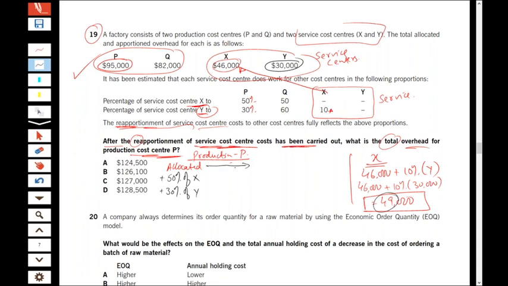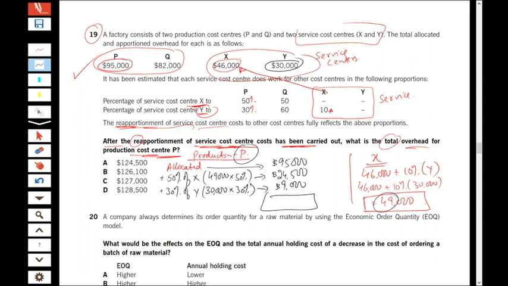Okay, remember its own calculated amount. The own calculated amount of production cost center P is 95,000 plus 50% of X, that is 49,000 multiplied by 50%, that is 24,500. And then Y, 30,000, 30%, that is 9,000. Make it total of production cost center P: 95,000 plus 24,500 plus 9,000. That is 128,500. Option D.